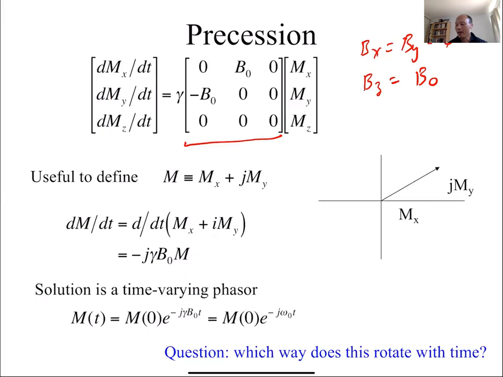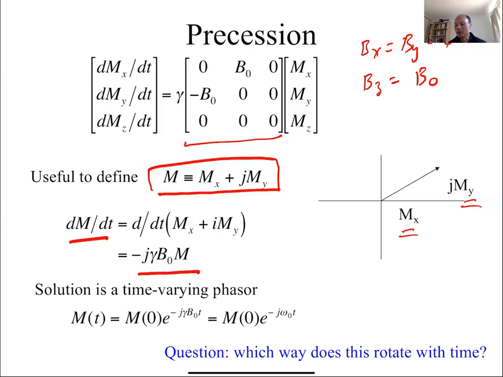Then we're going to define a complex quantity M. This is the transverse magnetization composed of Mx plus j My, where j is the imaginary number. So you can imagine the magnetization has an Mx component and an My component, and we express the magnetization as a complex number. If we use that substitution, we find that the equation of motion of this complex vector is just dM/dt equals minus j gamma B naught M. That's a first order differential equation, so it has a solution of e to the j something. It's something you probably learned to solve in high school or first year of college.